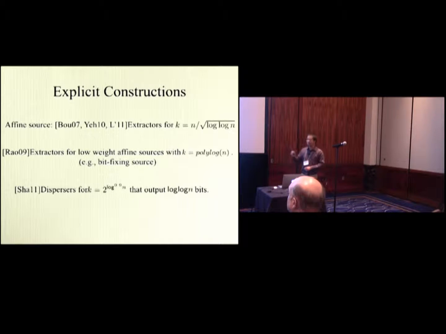And a paper by Rao can construct extractors for something called low-weight affine sources with polylogarithmic entropy. Low-weight affine sources are, for example, bit-fixing sources. And in the disperser case, previously the best-known result is a paper by Shaltiel in 2011, where he constructed dispersers for entropy 2 to the (log n) to the 0.9, which is slightly below polynomial entropy, that can output log n bits.